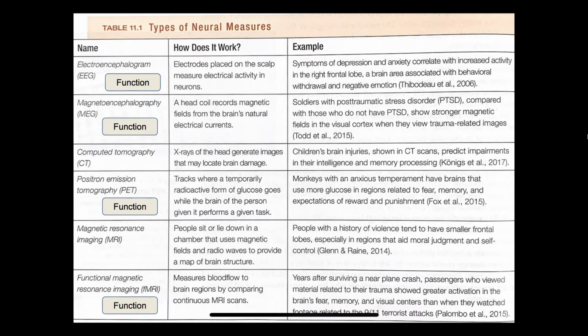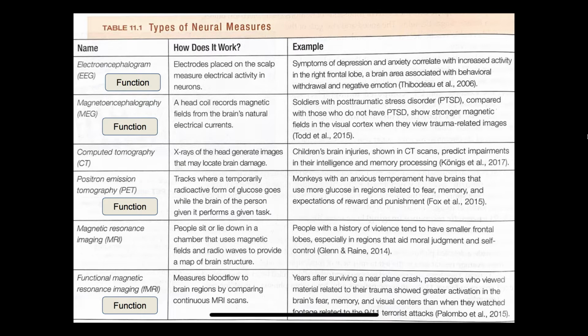An MEG is also showing us function, but in this procedure, a head coil records magnetic fields from the brain's natural electrical currents. Again, those electrical currents coming from the activity of neurons. An example of this is that soldiers with PTSD, compared to those without PTSD, have stronger magnetic fields in their visual cortex, the part of the brain that's responsible for vision, when they view trauma-related images. So this is something that we can see when showing these types of images to people with and without PTSD. We can monitor the different levels of brain activity on an MEG.